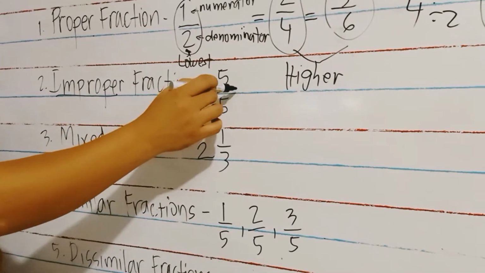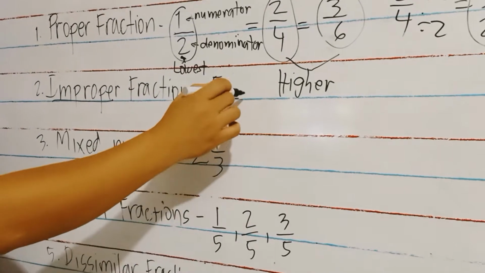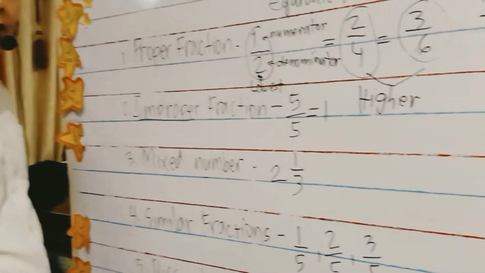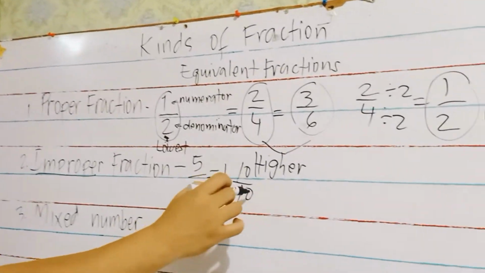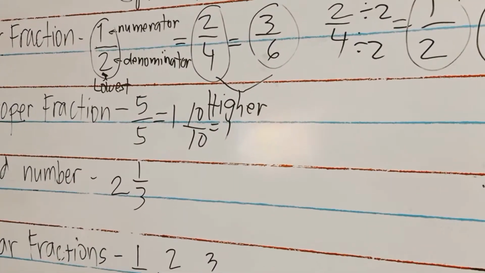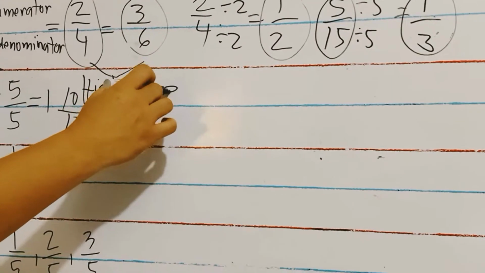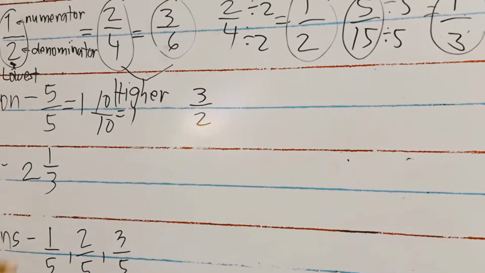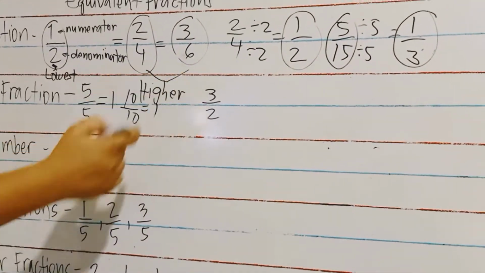Okay? Next, improper fraction. Pag improper fraction, makikita nyo yung numerator and denominator, pwede silang equal. Tandaan ninyo, kapag equal ang numerator and denominator is always equal to 1. Okay? 10/10 is equal to 1. Another example of improper, 3/2. Okay? Mas mataas yung numerator than the denominator.